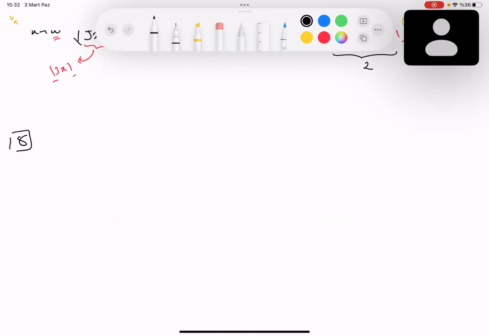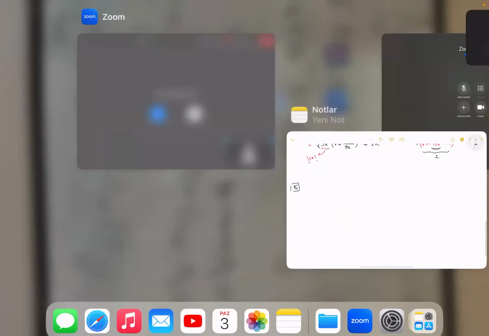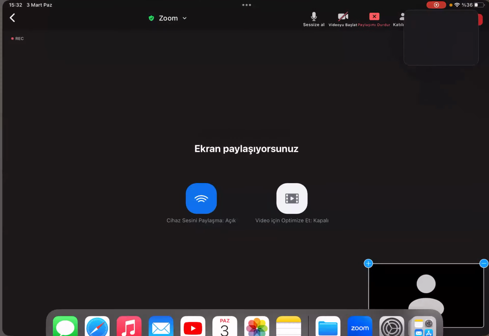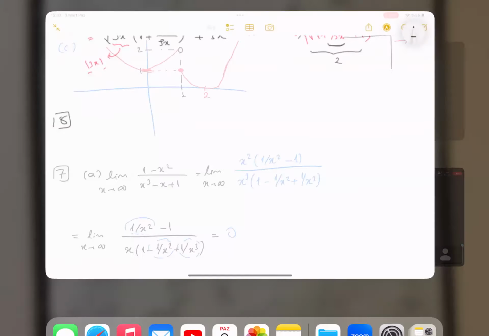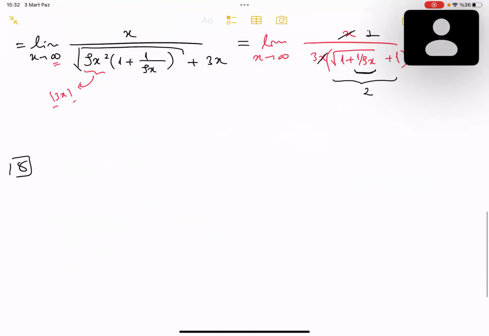Now question 8. We compute this limit now.